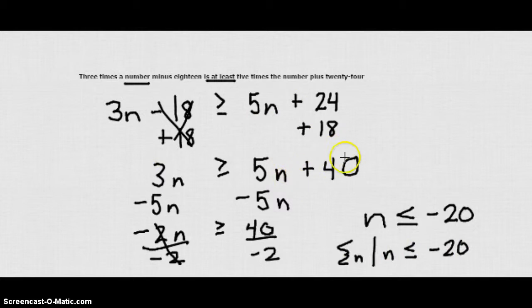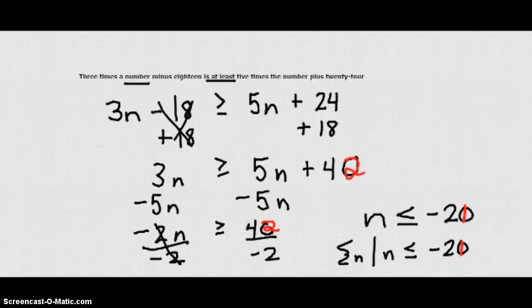I apologize, I just realized that 24 plus 18 is not 40. It's actually 42. But this equation would still turn out the same process. So 42, it would simply yield 21 instead of 20.